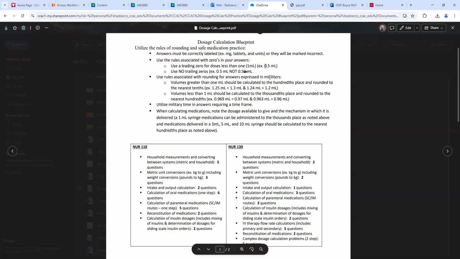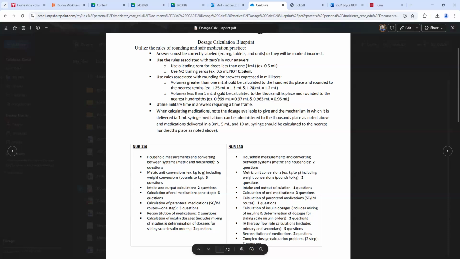There are rules with milliliters, and these rules also somewhat apply to when you convert pounds to kilograms. If you have a number greater than 1, let's say it's 1.25 milliliters, you're going to round it to the nearest tenth. So if it's a 5, you have to look at the hundredths place, and round it up to 1.3. If it's 4 or fewer, then you leave it as 1.2. What you don't want to do is just automatically round your numbers to the nearest whole number. Especially with pounds to kilograms, you don't want to do that. So that's why I'm taking the time to tell you that.